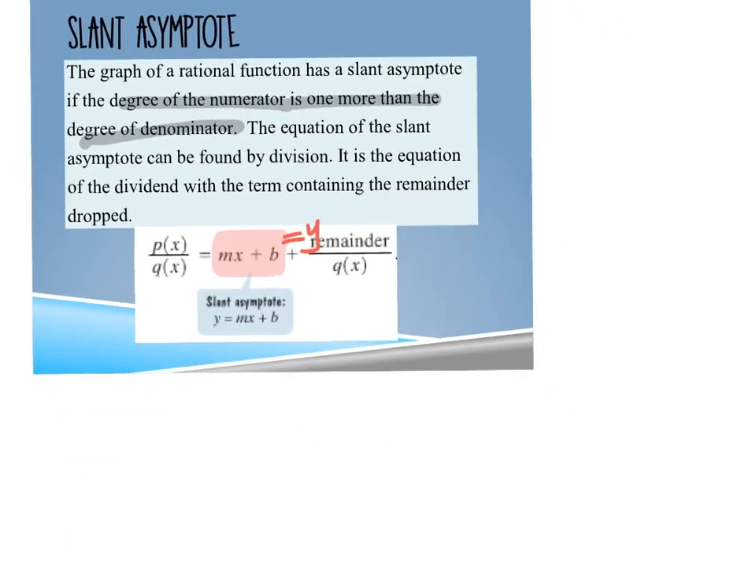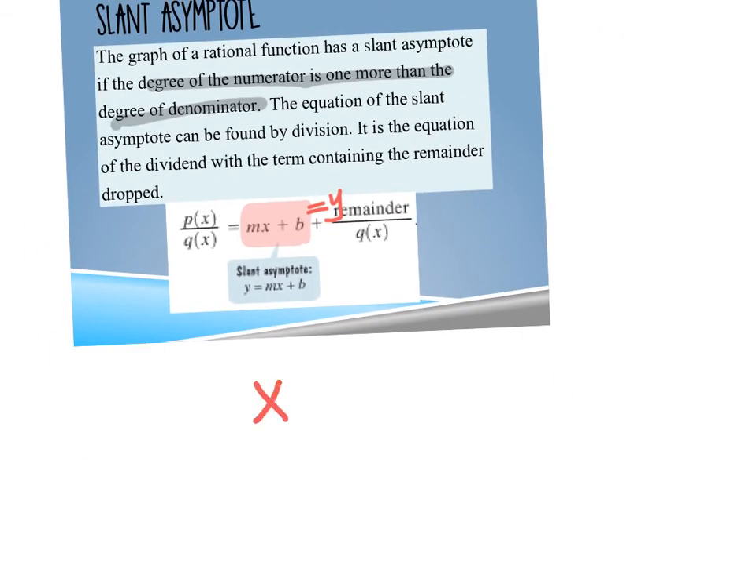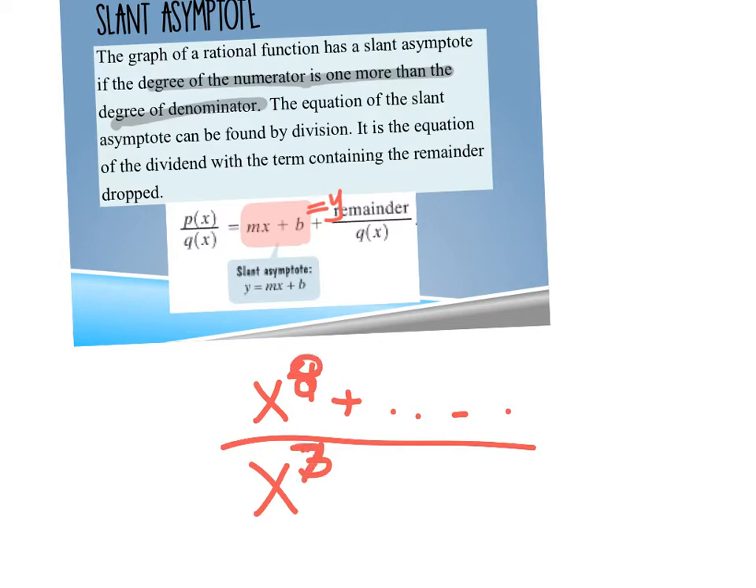So think about what happens if I have something like an x to the 4th plus blah, blah, blah, over x to the 3rd. What's my quotient going to look like when I divide the x to the 4th by the x to the 3rd? x to the 1st always, right? What if it was x to the 8th and x to the 7th? Still x to the 1st. So what kind of graph is an x to the 1st? Line. Good. So if you for some reason are doing your slant asymptote and you end up with a parabola, you did something wrong.